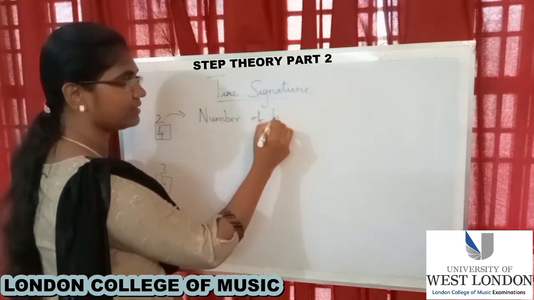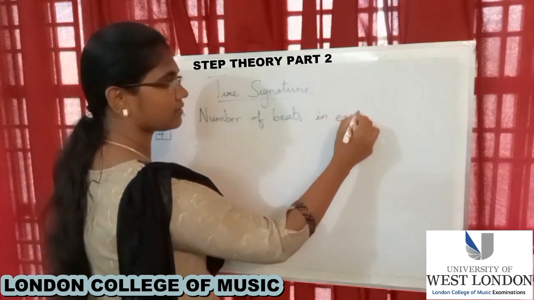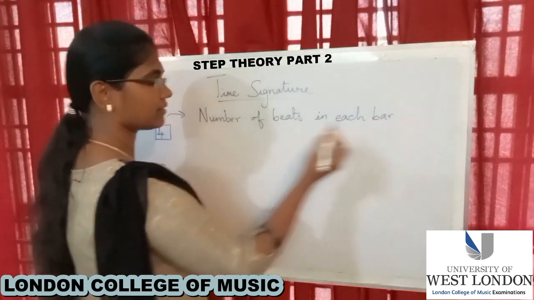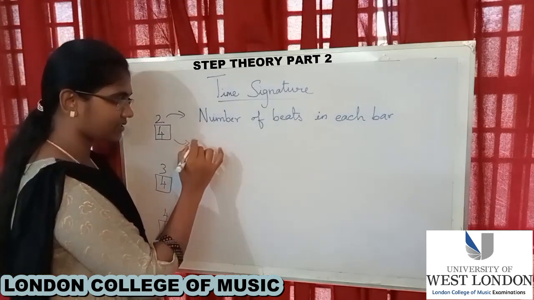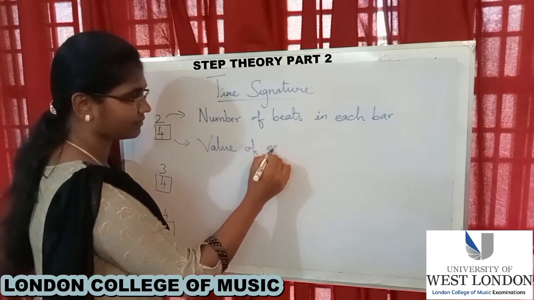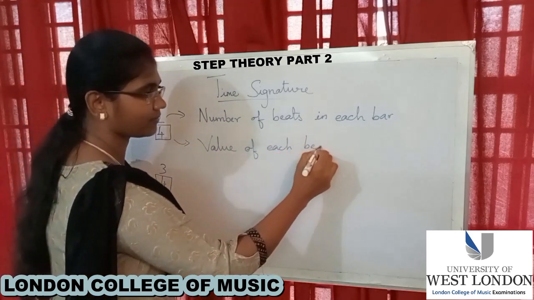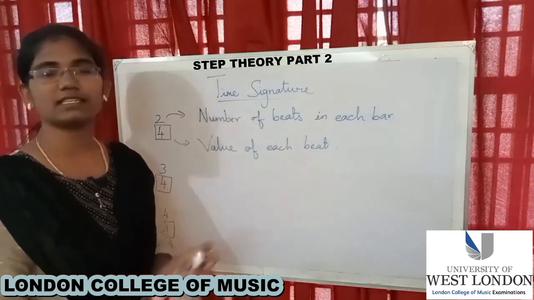The number of beats in each bar. The bottom number says the value of each beat. So the top number tells the number of beats in each bar.